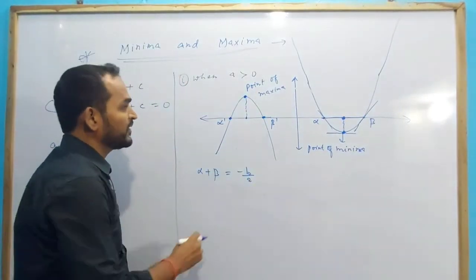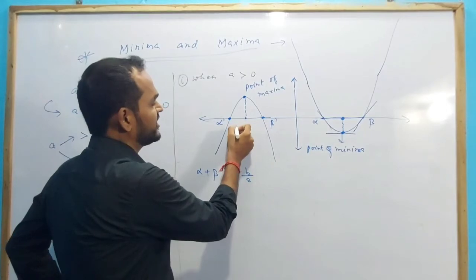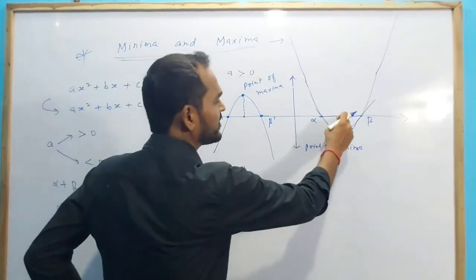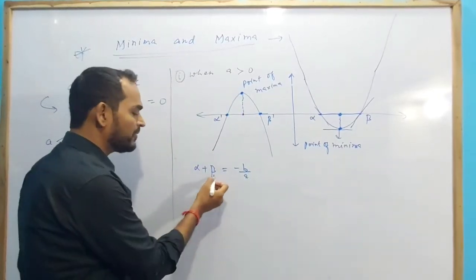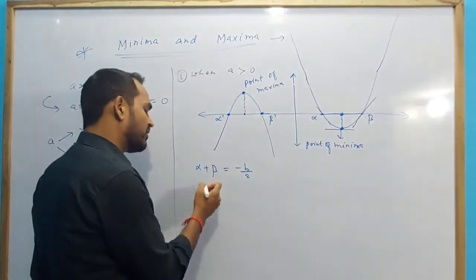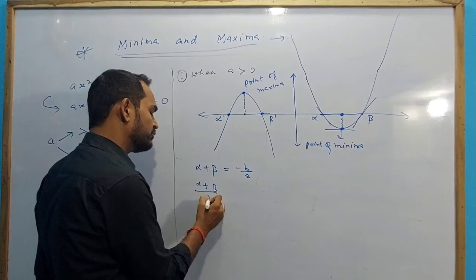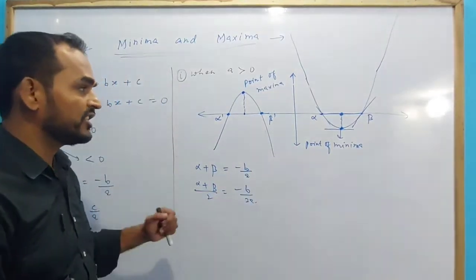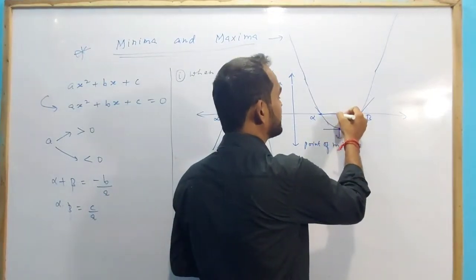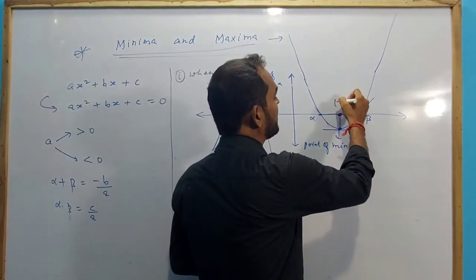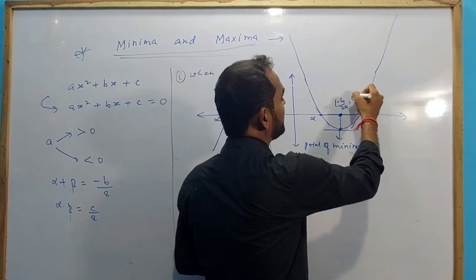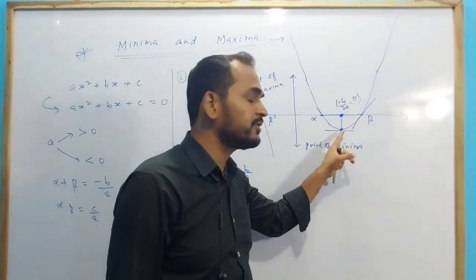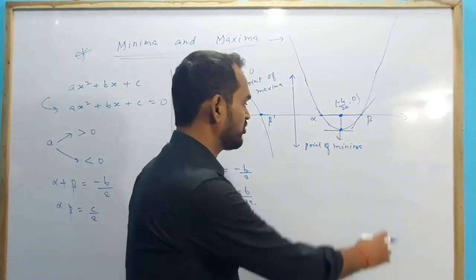Keep it in mind. So what is this? This is alpha dash plus beta dash by 2, and this is alpha plus beta by 2. Now alpha plus beta is equal to minus b by a, so alpha plus beta by 2 will be minus b by 2a. So the x coordinate of this point is minus b by 2a, and the y coordinate will be 0 because it's on the x axis.